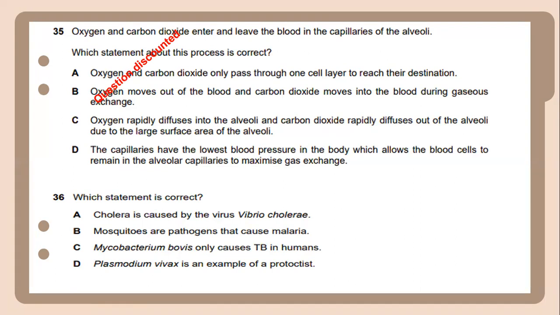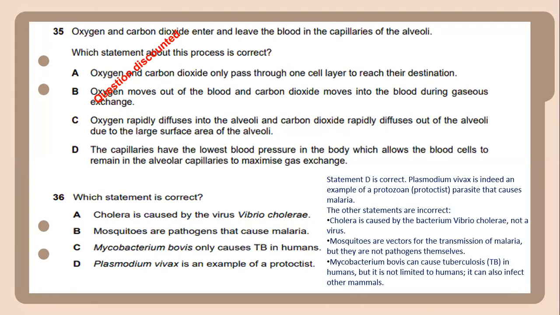Cholera is caused by the virus Vibrio cholerae. Mosquitoes are the pathogen that causes malaria. Mycobacterium bovis only causes TB in women, and Plasmodium vivax is an example of a pertussis. The statement D is correct.